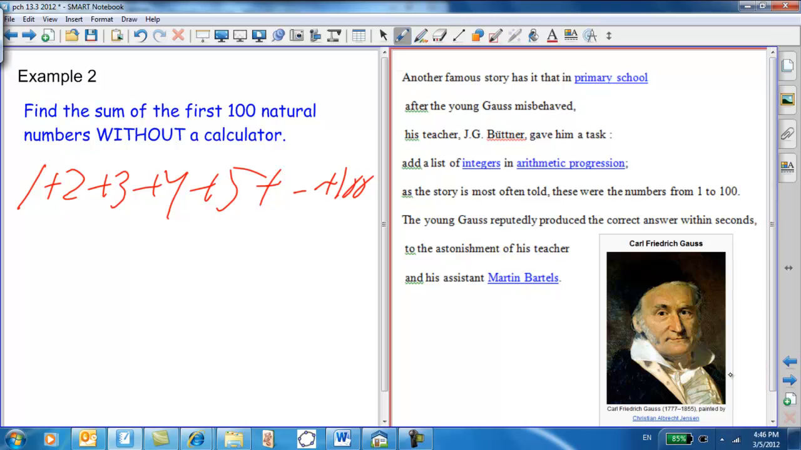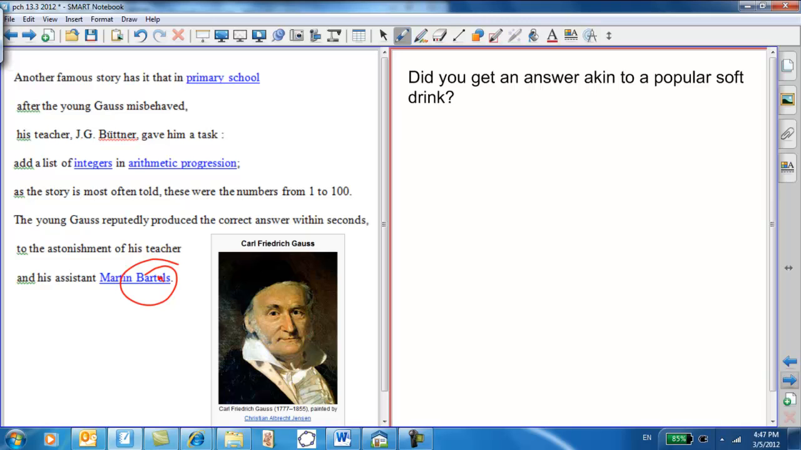Our friend Carl Friedrich Gauss came up with this when he was basically in primary school. Look at that, you take out the E there, you got our Dr. Bartle. There's one of Dr. Bartle's ancestors, the assistant, and he was also astonished when Gauss came up with his answer just in a matter of seconds. Well, how do you do it? Did you get an answer akin to a popular soft drink? I'll let you try it on your own.